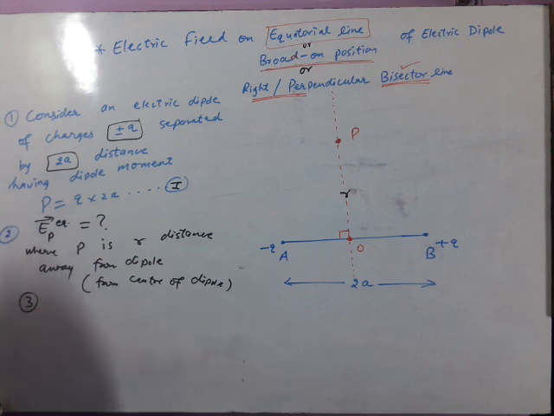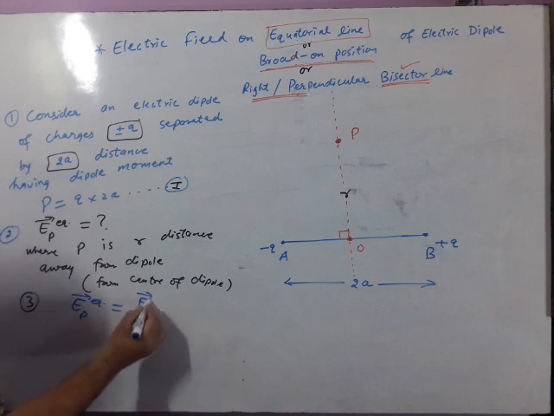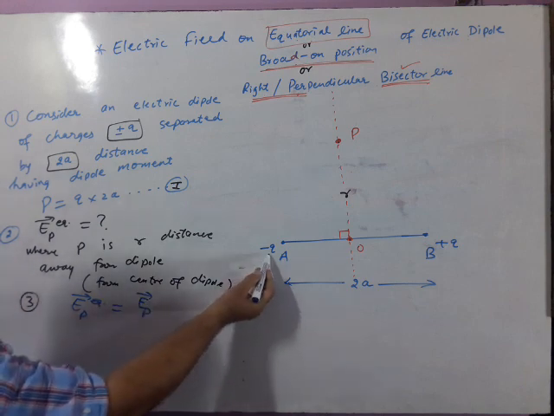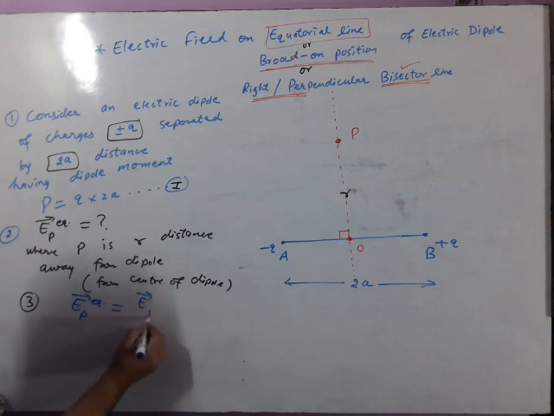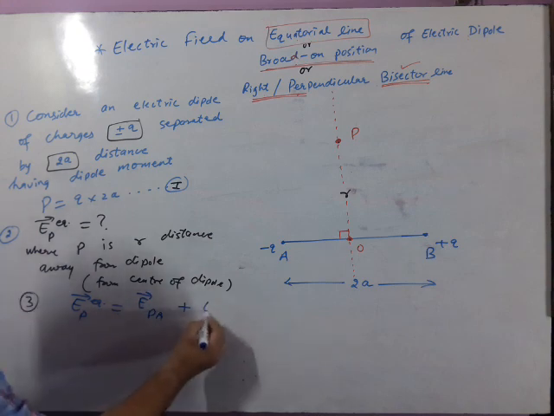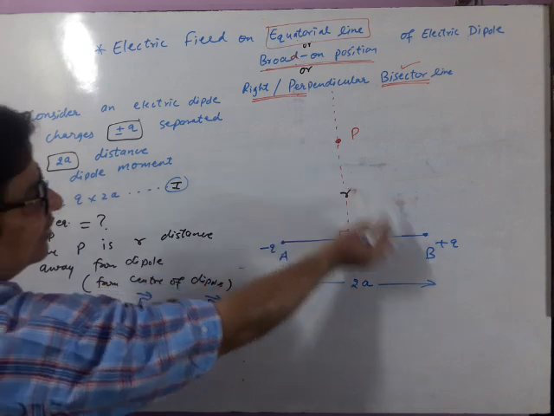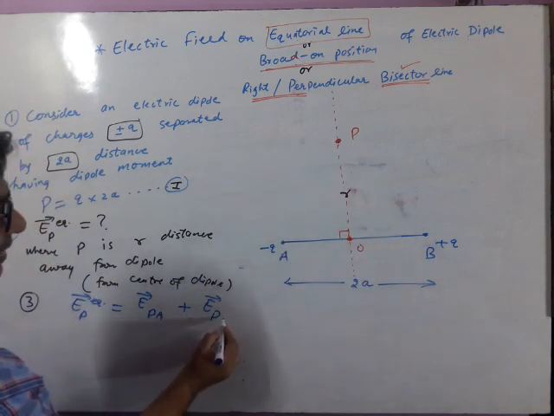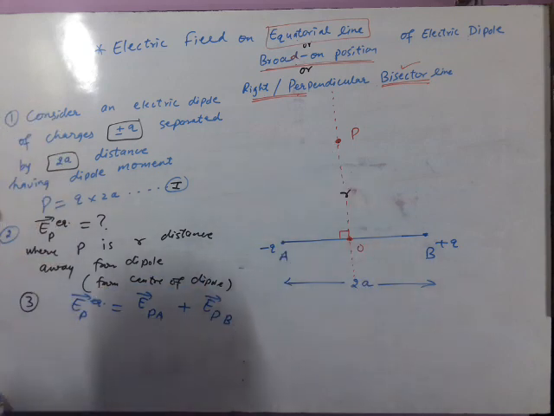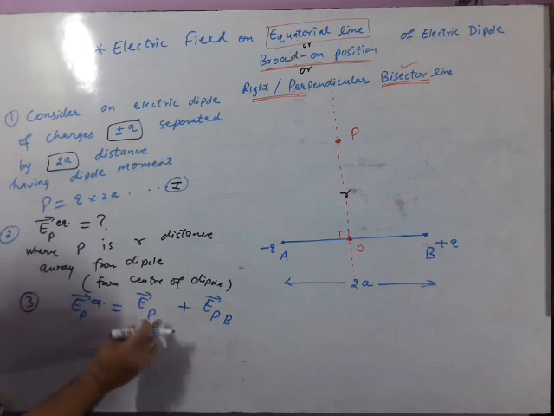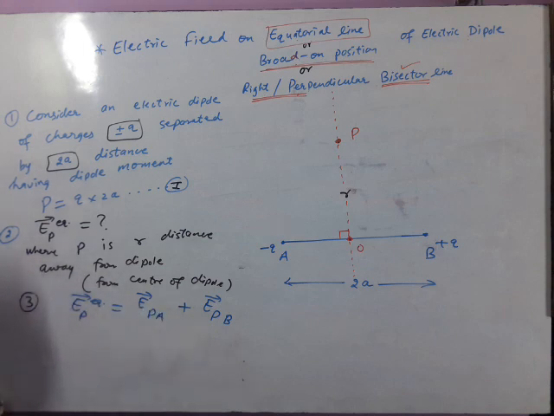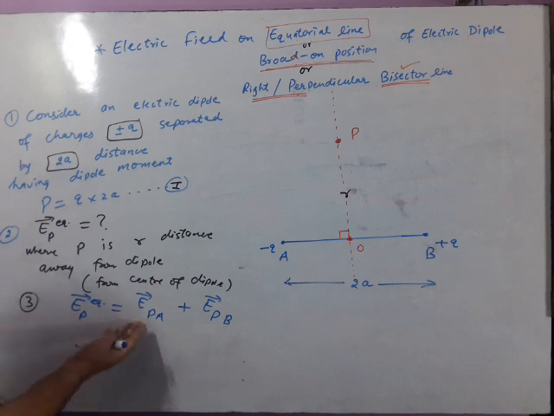Point number 3. Electric field is a vector quantity. So electric field at P on equatorial line is electric field at P due to minus q charge placed at A plus electric field at P due to plus q charge placed at B. So we write it. Now we will apply parallelogram law. In the first step, we will find magnitude of these two vectors, EPA vector and EPB vector.